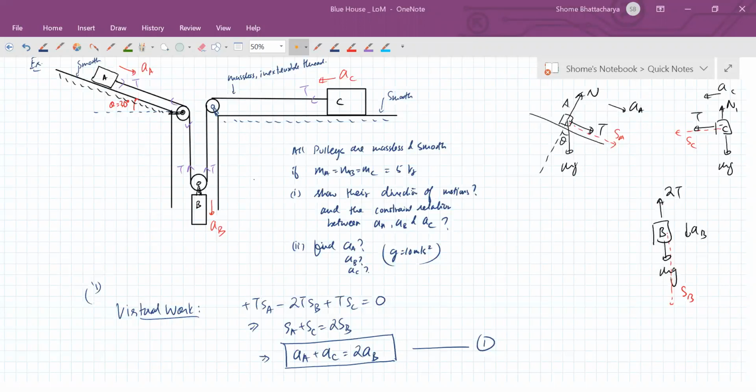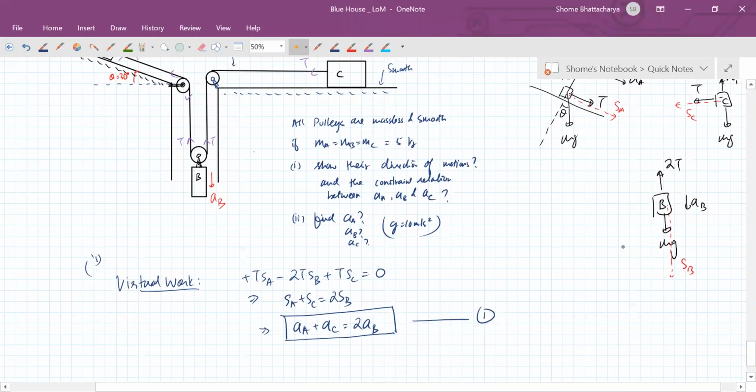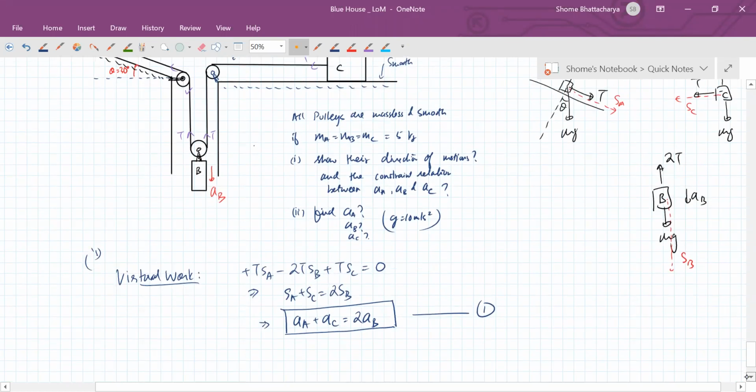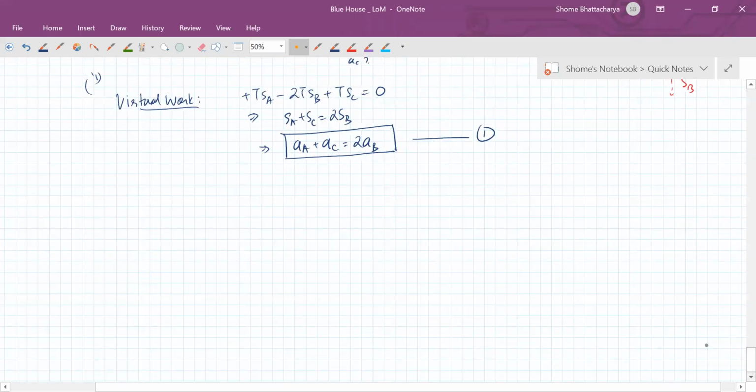Okay. Now you write the FBD equations. So FBD equation for the block A. Okay. Now resolve the weight into components. So this is mg cos theta, this is mg sin theta. Okay. Then there is normal reaction and tension, and it's having an acceleration in this direction.